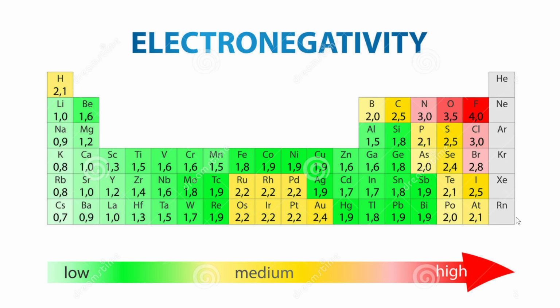Notice that noble gases have no values because they've already got a full shell of electrons. They don't bond, meaning they have no values. And over here, the atoms are trying to get rid of their electrons to become stable, meaning they have a low electronegativity value. Okay? Sweet.